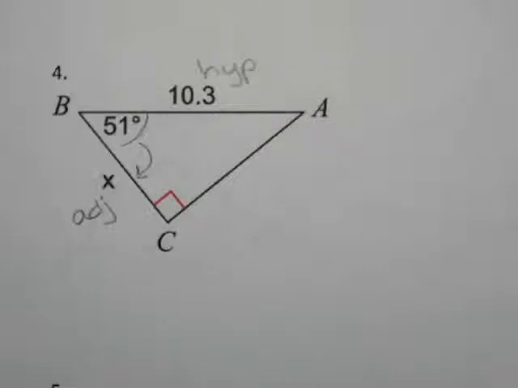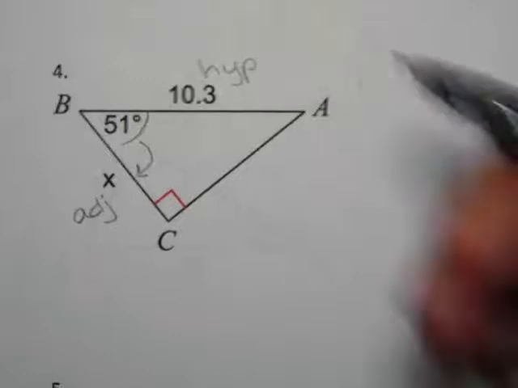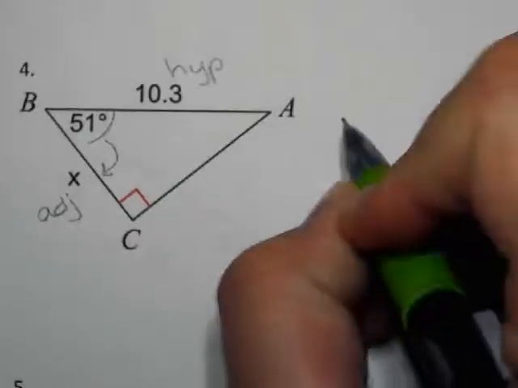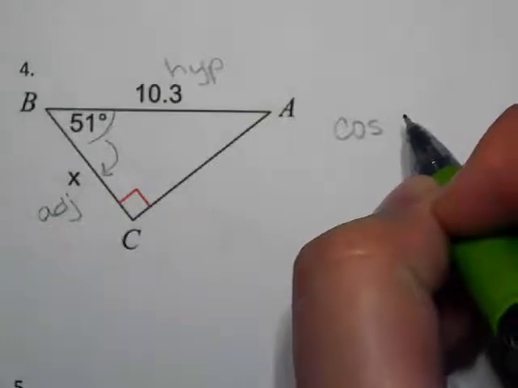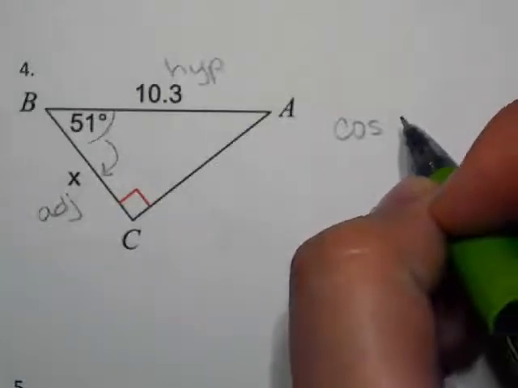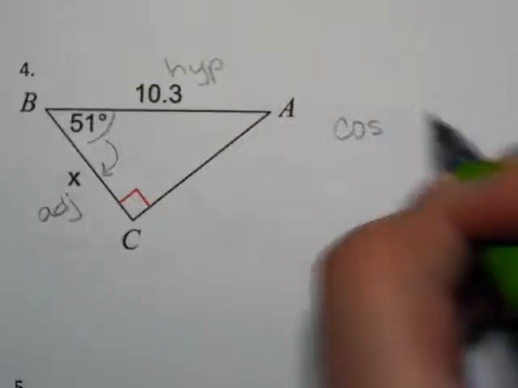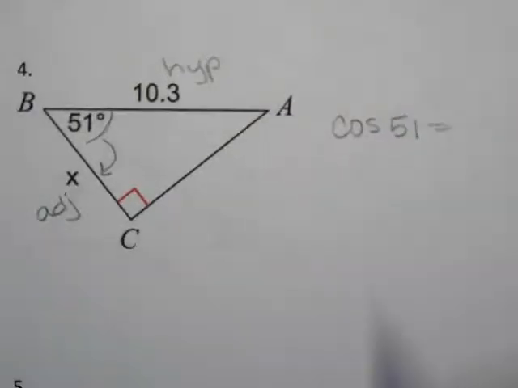All right, notebook paper people, are you good? Okay, so we labeled the two sides that we had. That tells us the only trig ratio we're allowed to use. So we got adjacent, we got hypotenuse, that's cosine, so what should I be writing? How do you pronounce it? Cos. I'm trying to make sure that future people do not make fun of you. Cos 51 equals what? X over 10.3. Okay. You're good.